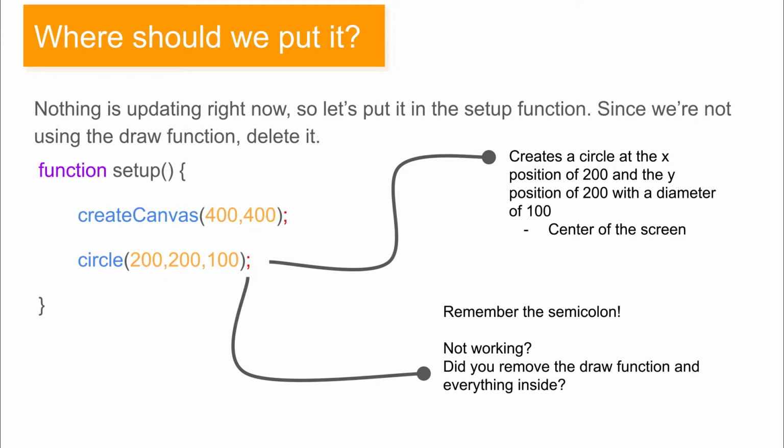Going back to this, we want to make sure we always put our circle where it makes sense. If we made it before we created the canvas, then there'd be nothing for the circle to go on. So we have to make sure we make the canvas first and then put the circle underneath.